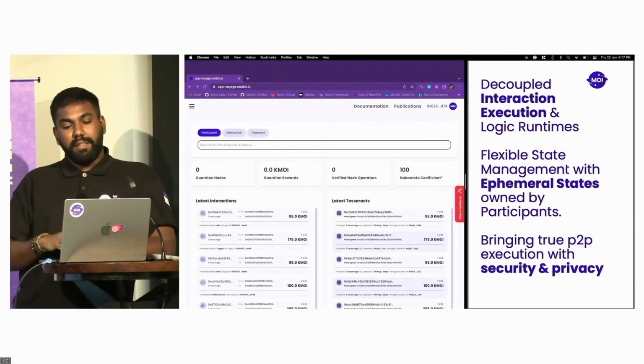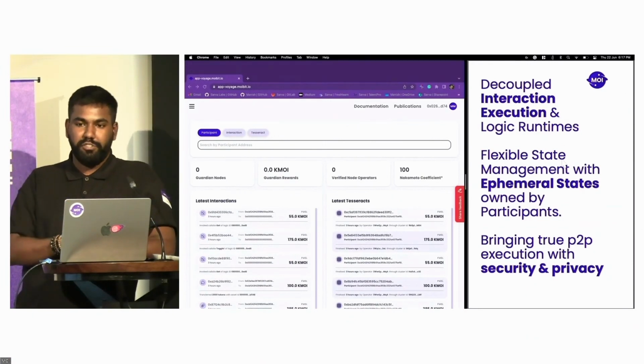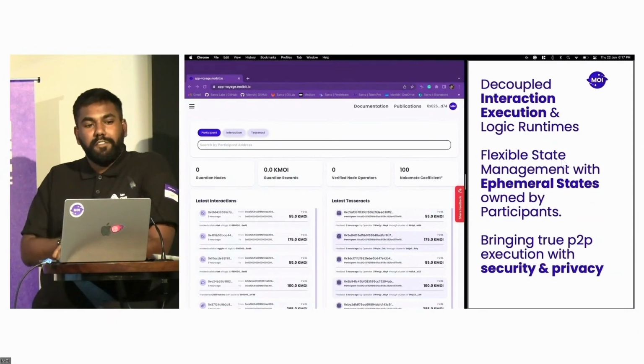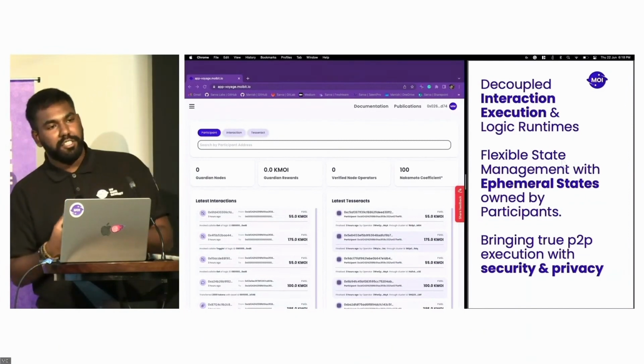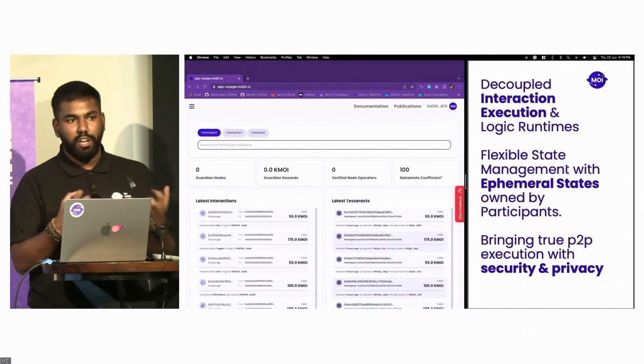The other important thing is that by separating the logic runtime and interaction execution, we also ended up separating the state management from the logic execution itself. This allows MOI to have a very flexible state management approach. Traditionally in smart contracts today, we have what we call persistent state, a state that is managed by the contract itself. This state is great because it makes contracts capable of storing information that they can only access one at a time, right? There's no way for this state lock to break.